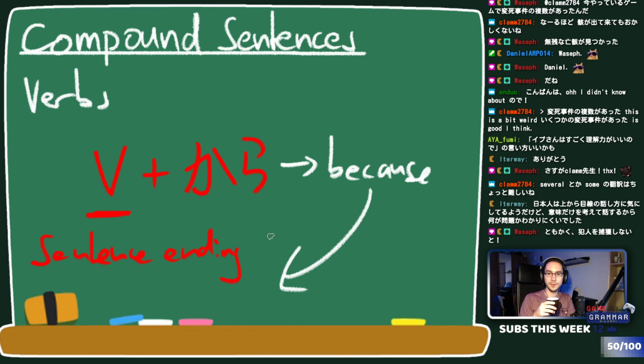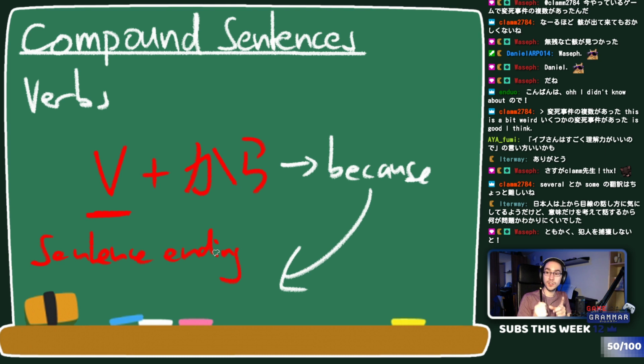So again, remember for kara to be used as because, it has to be a sentence ending verb. And if you want to know what a sentence ending verb is, just ask yourself, could I have the end of a sentence after this verb and it would be perfectly grammatical? Then it's probably okay. Then it's probably because of that. Because verb, because I'm running, because I'm sleeping, right? 寝ているから, because I am sleeping.